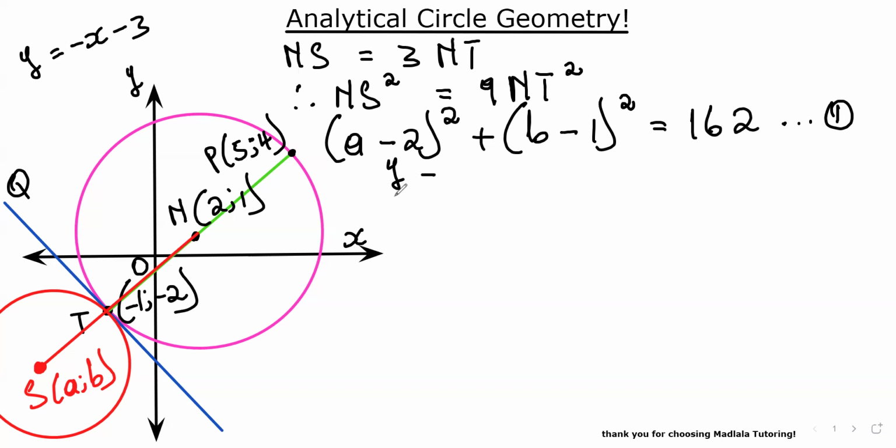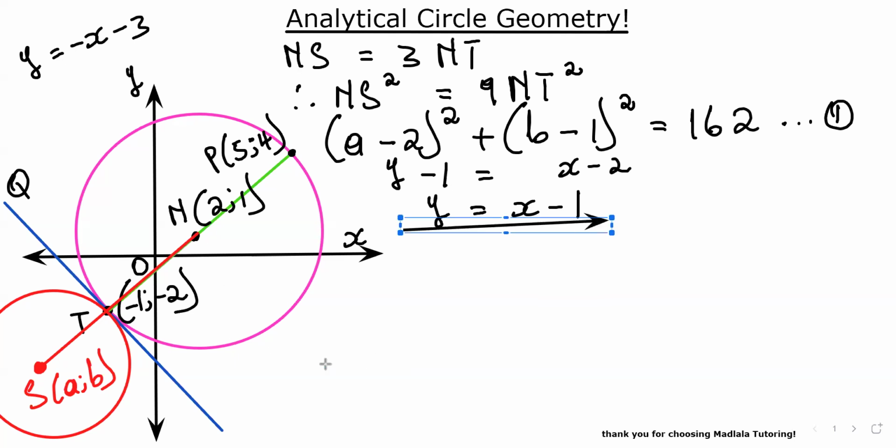So we go to our slope point form and substitute the point N. So this is what we will say. So this actually means we have y minus 1, which is equal to x minus 2. So this means our y is simply equal to x minus 1. So this is the equation of the line NT.